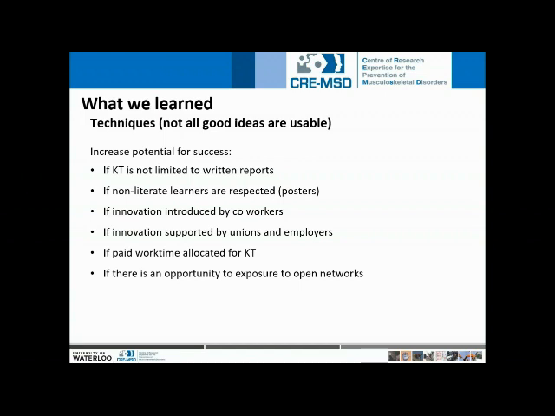Posters are an excellent tool. Having coworkers introduce an innovation is very important because they have social capital. People believe their coworkers more than they believe a bunch of academics from the university. It's important that innovations are supported by both labor and management.